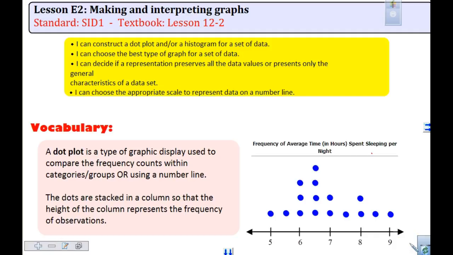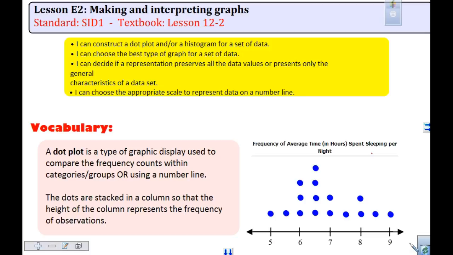We are looking at E2 right now. So in your notes, E2. And in E2, if we look at the I can statements, the I can statements is kind of where we're getting our information for what's going to be on your test. So I can construct a dot plot and a histogram for a set of data. I can choose the best type of graph for a set of data, decide if the representation preserves the data values or presents only a general characteristic.